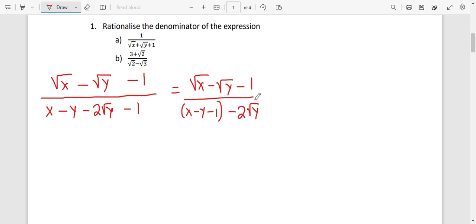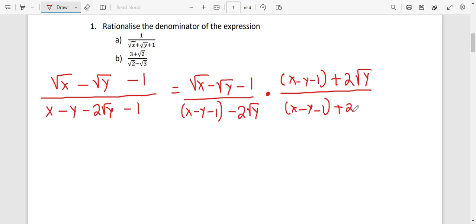Okay, and then from here, what am I going to do? I'm now going to rationalize again. Remember, the question is saying rationalize the denominator. I still have the root in the denominator. Now rationalize again. So the conjugate of the denominator x minus y minus 1 minus 2 square root of y, just change the sign, becomes plus 2 square root of y. Also in the denominator, you are going to have the same x minus y minus 1, and then plus 2 square root of y. So when you multiply this by everything here, I'm just going to write in brackets, okay?